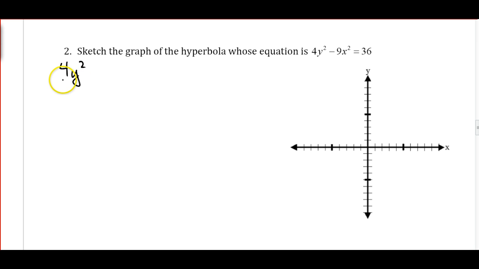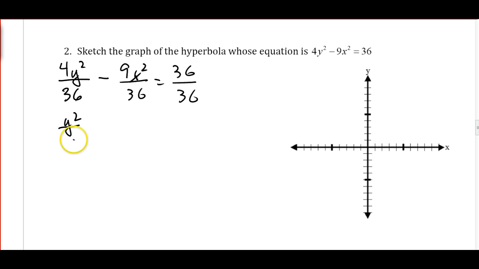So we've got 4y squared minus 9x squared, and that's 36. Our standard form has to equal 1. That's why I'm dividing by 36 here. So then we get y squared over 9 minus x squared over 4 is equal to 1. So my y squared is first, so this means it's going to be vertical.